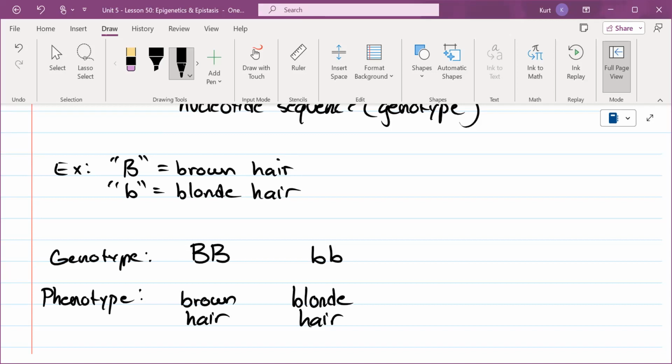What if they were heterozygous? And this is, by the way, complete dominance. That's heterozygous. What color hair would you expect them to have? Brown. And you would have no reason not to.